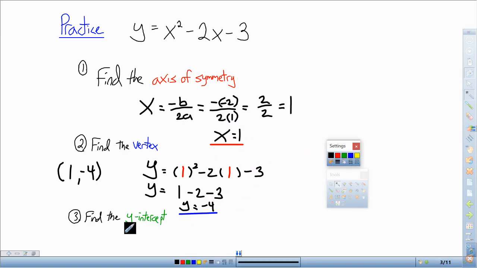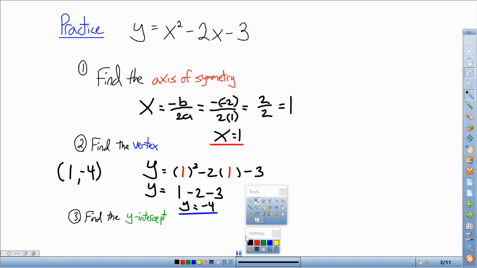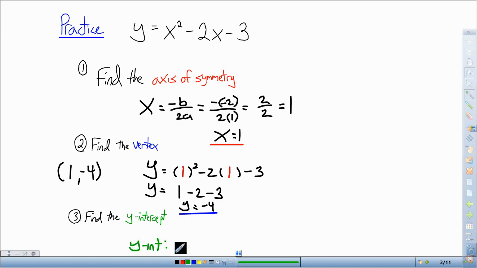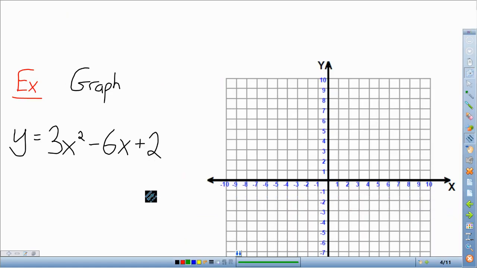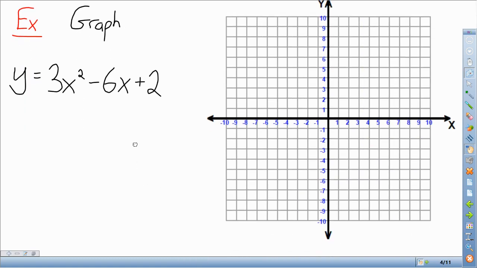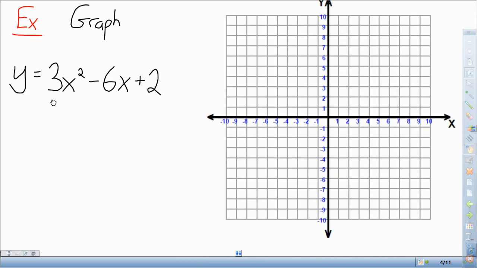Last thing, my y-intercept is just this c value, this constant number by itself. So my y-intercept is negative 3. Okay, so those are the steps. Now we're actually going to graph these, put them onto a graph. So yeah, let's try out this one. Take a minute, go ahead and get this, and we'll do the 3 steps.